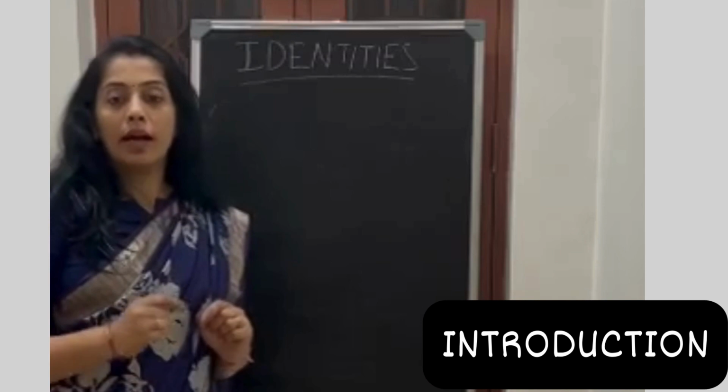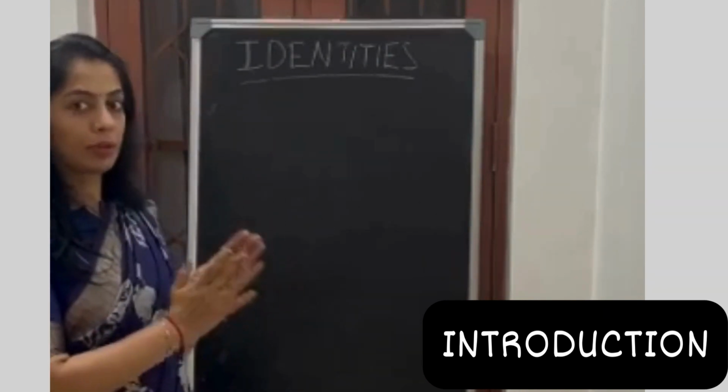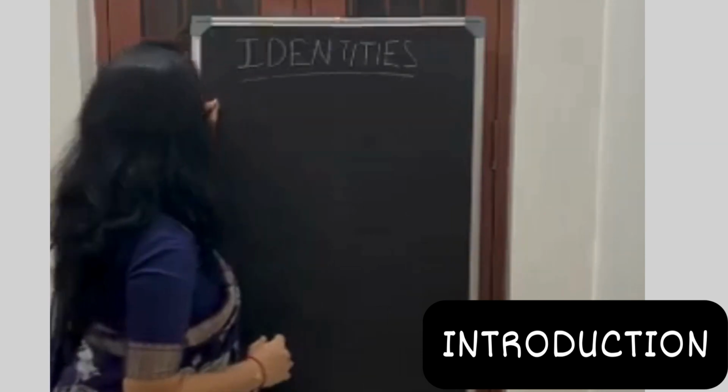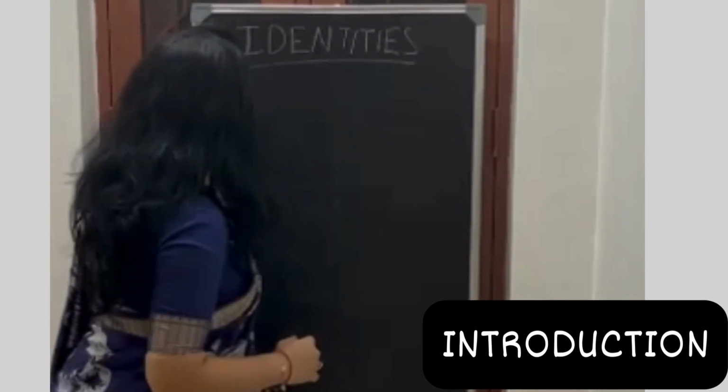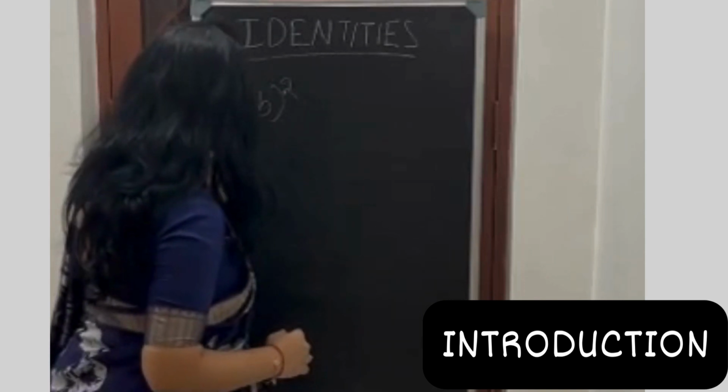Identities chapter. The identities chapter is all about formulas. It's an algebraic chapter. And first, you have to memorize all the formulas. Then it will be easy for you to solve the sums.